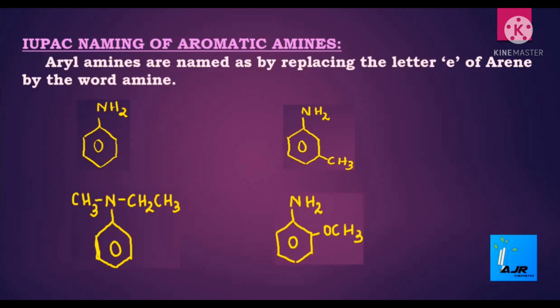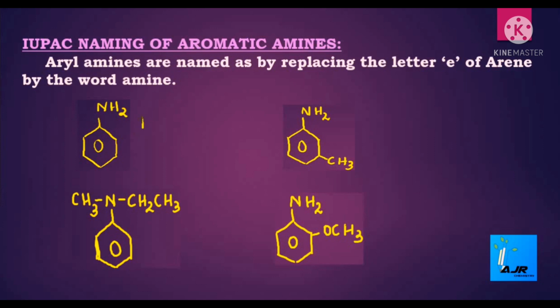Okay. Finally, we are going to arrive at the IUPAC naming of aromatic amines. How to write the IUPAC naming of aromatic amines? See here, the aryl amines are named by replacing the letter E of arenes. So from arenes we remove the letter E, and we should add the word amine. For example, let me take the first one, this compound. This is a benzene ring, is it not? This is an arene. So from benzene, we should remove the letter E and write amine. So benzenamine. That's the name of the compound.